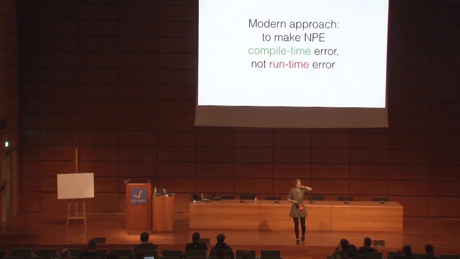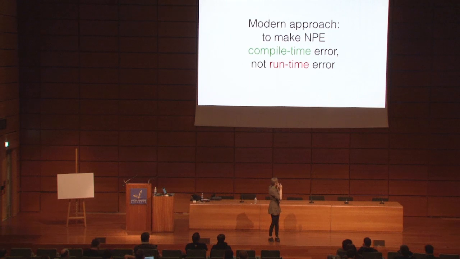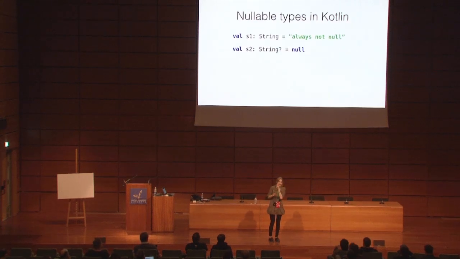So what's the Scala approach? Does anybody know? Or the Java 8 approach? What do we do in Java 8? Yes, it's option types. And later I will compare it a bit with the Kotlin approach. But in Kotlin, it's not option types, it's nullable types.